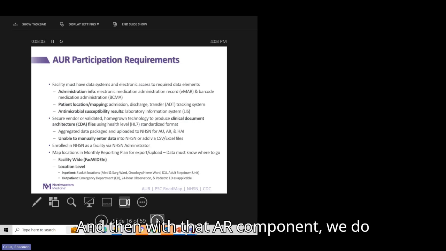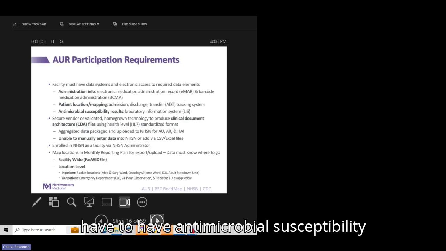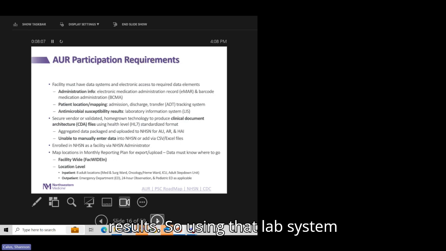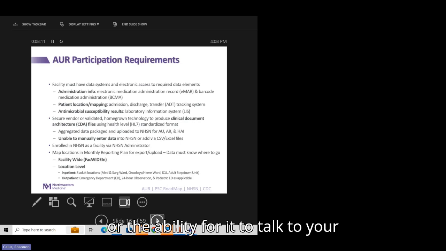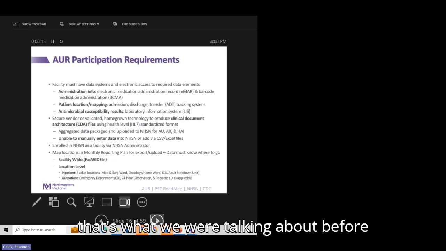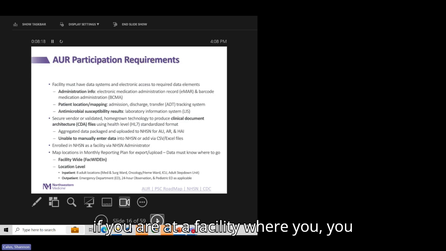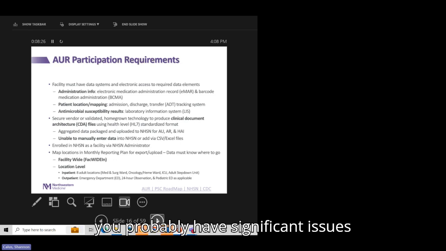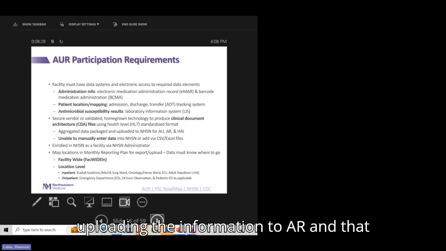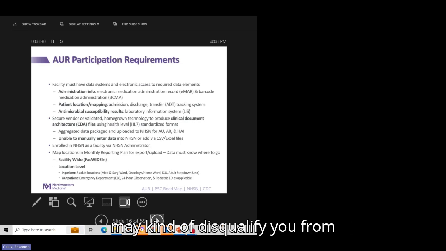And then with the AR component, we do have to have antimicrobial susceptibility results. So using that lab system information and/or information system and/or the ability for it to talk to your EHR, those are going to be essential. That's what we were talking about before. If you are at a facility where you send off cultures and you get it back as a fax, so it really doesn't speak to your EHR, that's one area where you'd probably have significant issues uploading the information to AR, and that may disqualify you from participating.